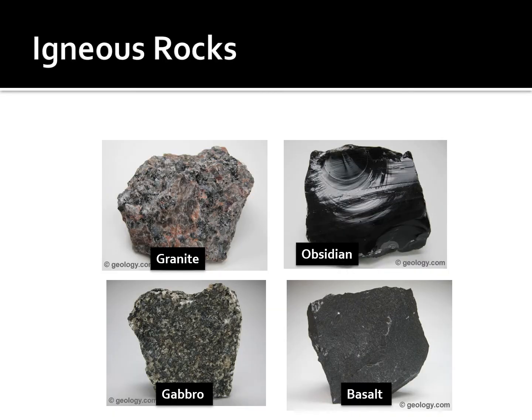Here we have examples of igneous rocks. If you notice the obsidian, also known as volcanic glass, you can see that it cooled very quickly because it is shiny.